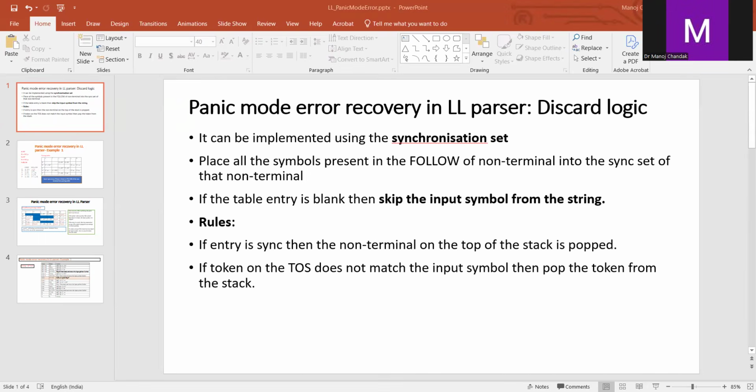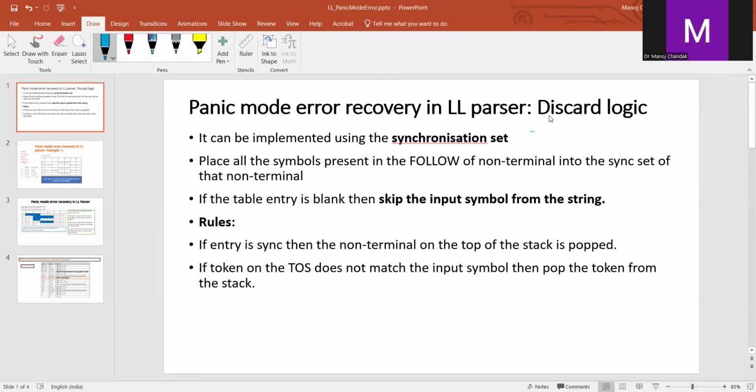Hello everyone. In this video, I will explain the concept of error recovery in LL parser. Here we call this method panic mode error recovery, wherein the concept of discard logic is applied. What is discard logic? Here we simply keep on discarding the symbols which are not matching the parsing table. So I will explain this in detail.